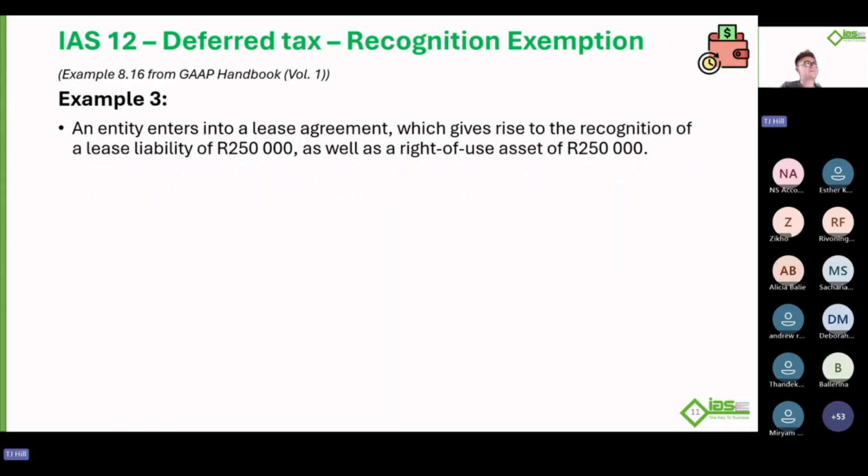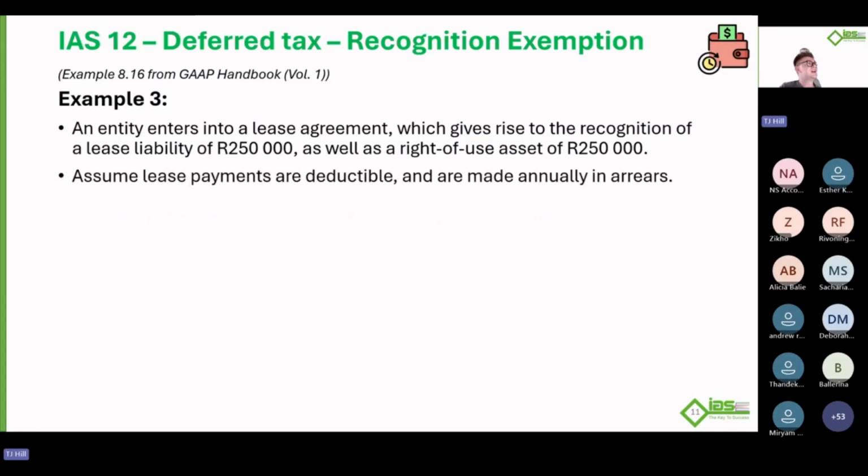Next one. Assume this company entered into a lease agreement which gives rise to a lease liability of 250 and a right of use asset of 250. Remember, in most cases under IFRS 16, your initial recognition will be the same, given there's nothing else other than the liability and the right of use. We will still do IFRS 16, but for now, assume that those two entries are exactly the same. Assume lease payments are deductible and are made annually in arrears, so deductible for tax purposes.